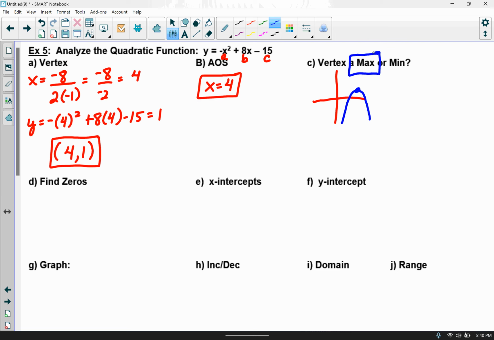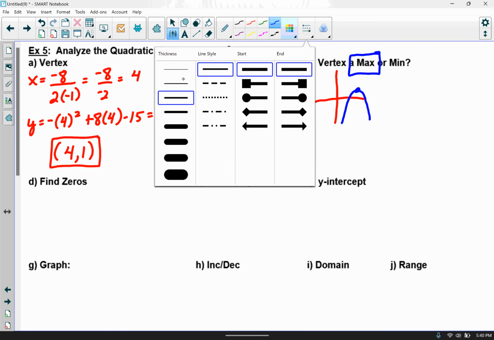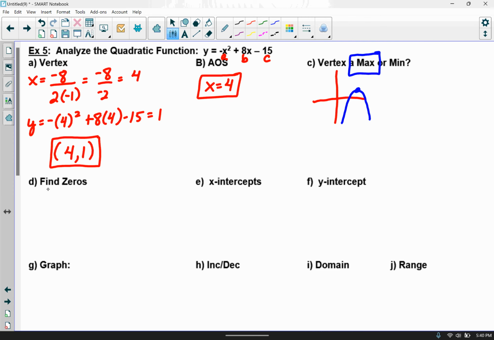All right, so now part D, it wants you to find the zeros. So remember, zeros is where this function is equal to 0. So we find that by setting our function equal to 0. So I set negative x squared plus 8x minus 15 equal to 0. Let's factor out a negative 1, because we always find that factoring is easier whenever your leading term is positive. That'll leave me then with x squared minus 8x plus 15 equals 0.